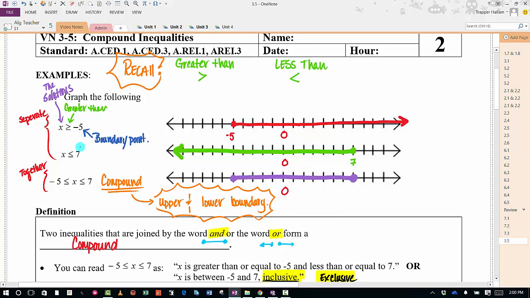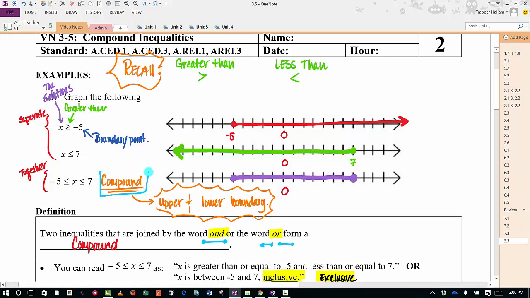These are two separate inequalities that we're going to eventually graph together. The second inequality that we're looking at is x is less than or equal to 7. So again, our boundary point is 7. Our solutions are less than that, so we graph to the left. Those are two separate inequalities, but we can combine them under one expression and call them a compound inequality.